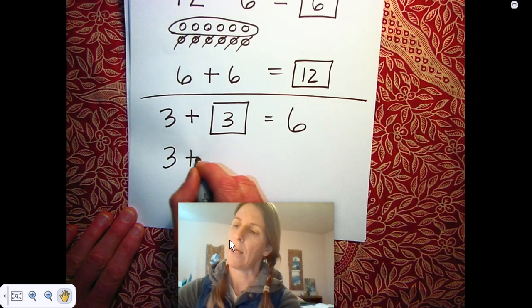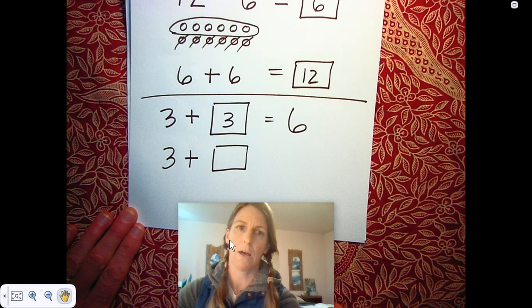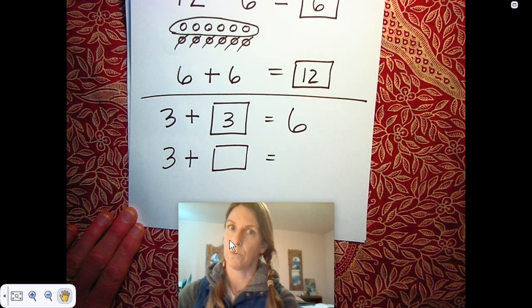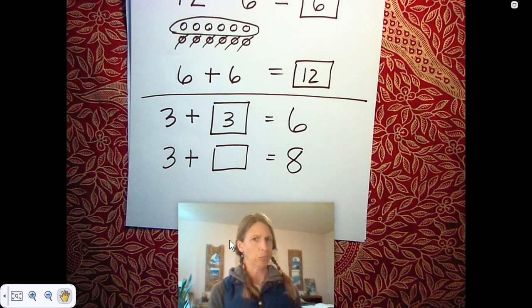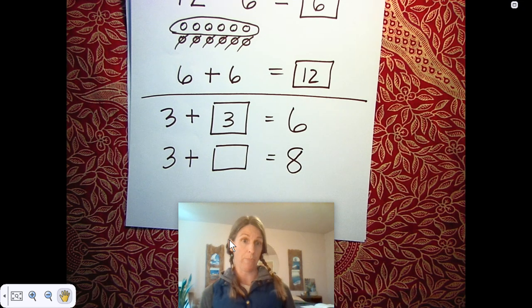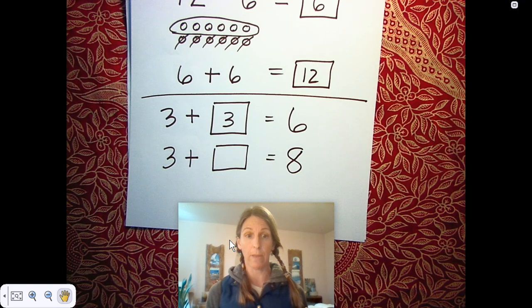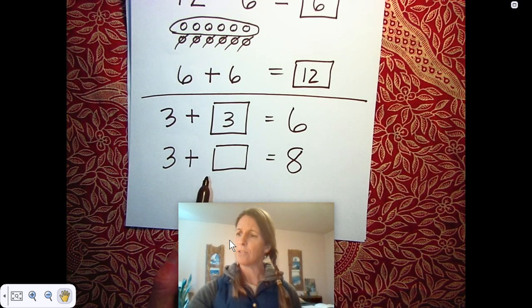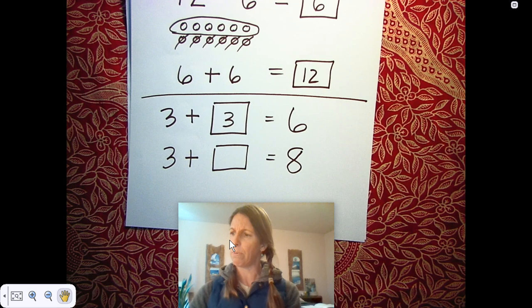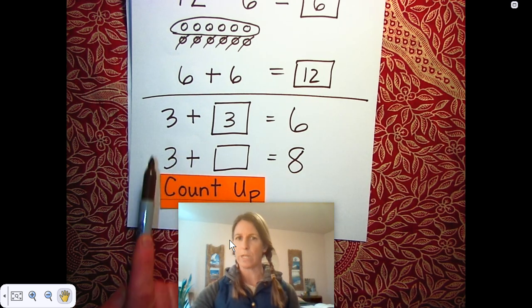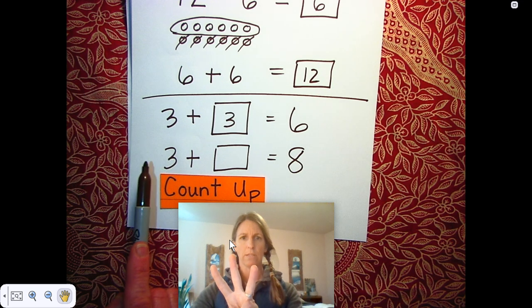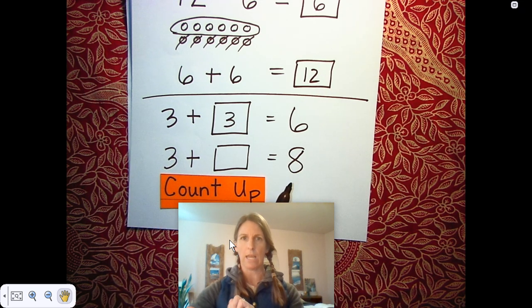3 plus some number equals 8. Ooh, okay. I could use my fingers. I could draw a picture. I could use a strategy from last time. Could I just count up? Could I just start at 3 on my fingers and count up until I get to 8?